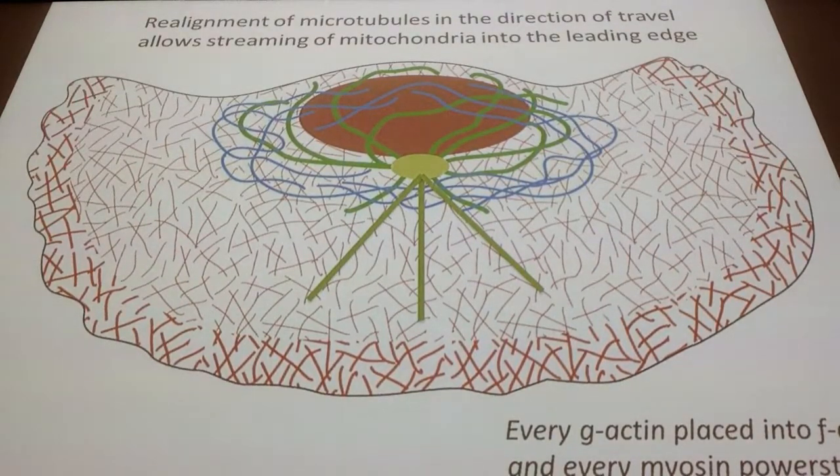Yes, ma'am? Does it always start with the forward movement of Rac? It has to start with that, yes. Right. That's what gets everything jump-started. And then Rho. Right, yes.